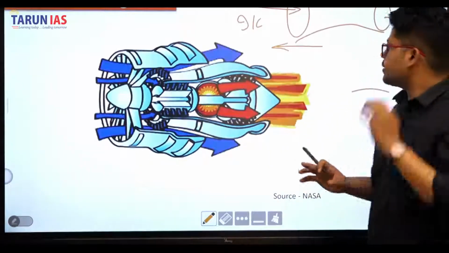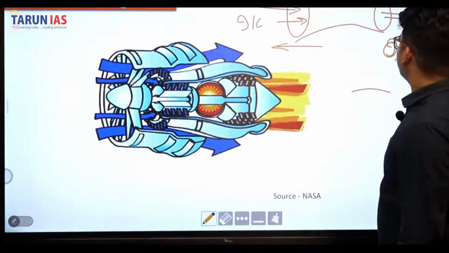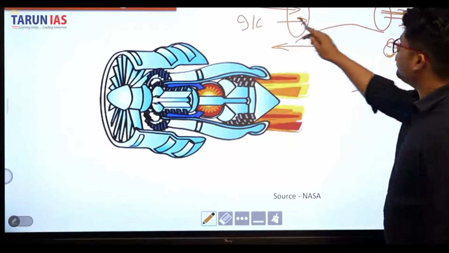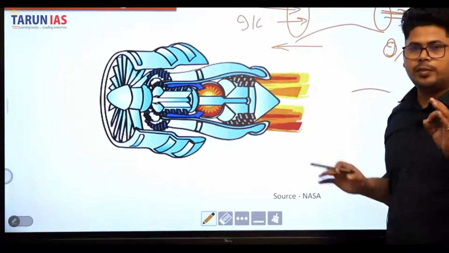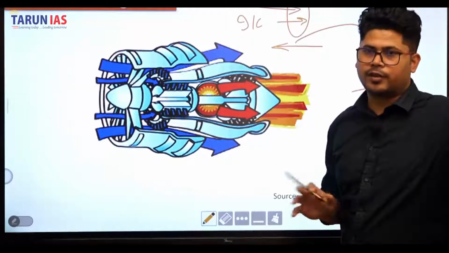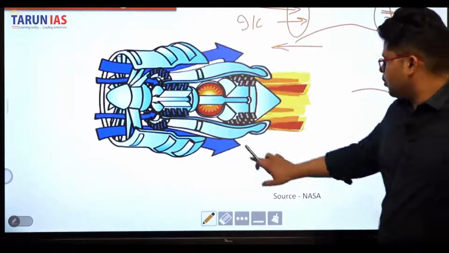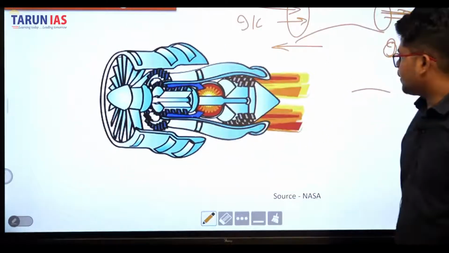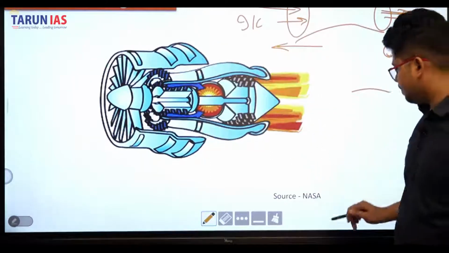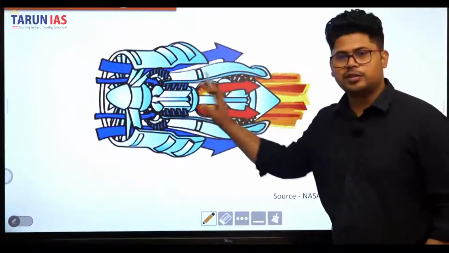How? If the incoming air speed is less than the outgoing air speed, then there will be thrust. A thrust will be produced by this thing, whatever it is. If we pause this for a moment, it is not getting paused, let it be. So this whole concept is being utilized by conventional jet engines.